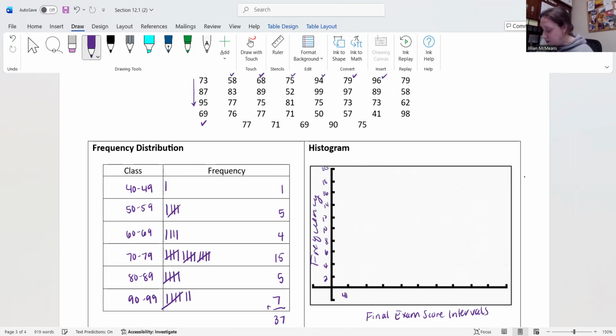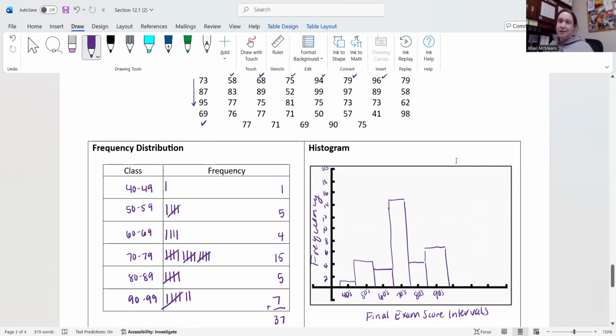And then we had grades in the 40s. Remember, we would ordinarily write 40 to 49 and then 50 to 59. I just don't quite have room. So I'm going to go 40s, 50s, 60s, 70s, 80s, 90s. And there was 1 score in the 40s, 5 scores in the 50s, 4 scores in the 60s, 15 scores in the 70s, 5 scores in the 80s, and 7 scores in the 90s. And there's your frequency distribution.